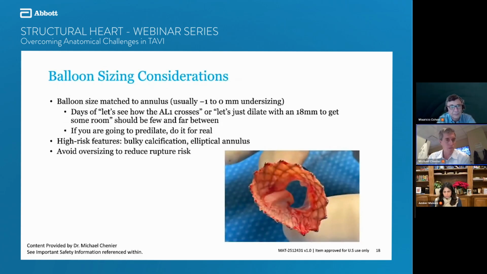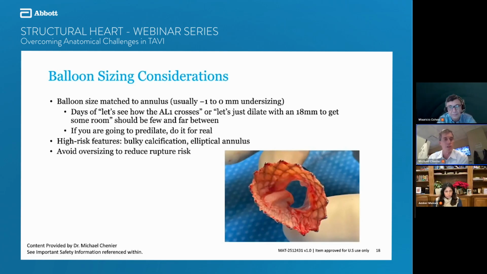What I think we, or certainly I and a lot of TAVR operators, used to do is different than what it is now. When we are prepping an aortic valve to cross with our systems, most people are moving to a real pre-dilatation, right? Size it to what the annulus and what the valve is going to need. Those days of let's just see how the AL1 crosses, let's dilate with an 18 just to get some room and then see how it goes, I think that's really moving by the wayside.